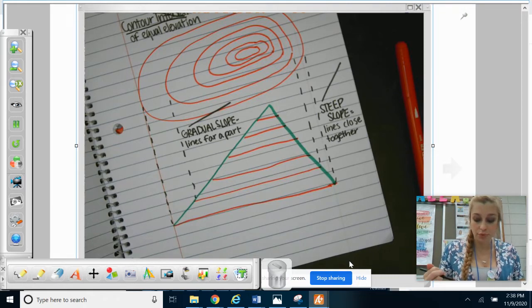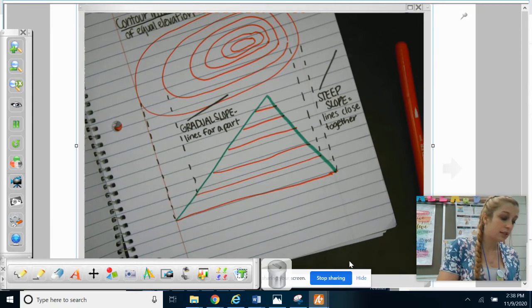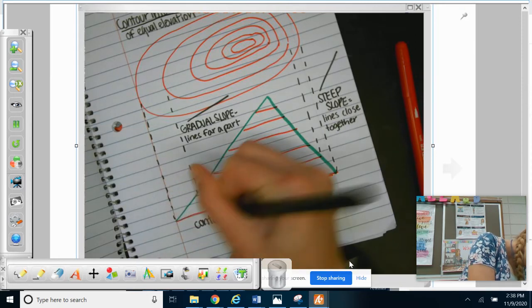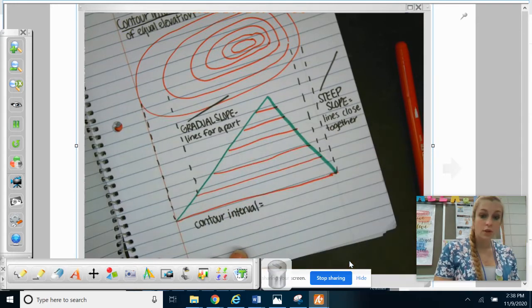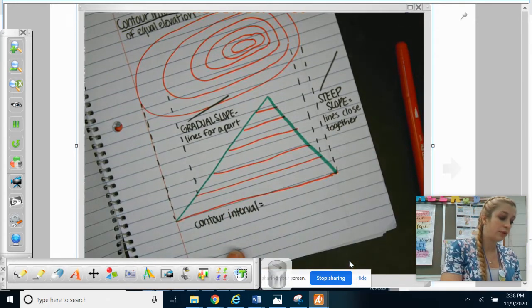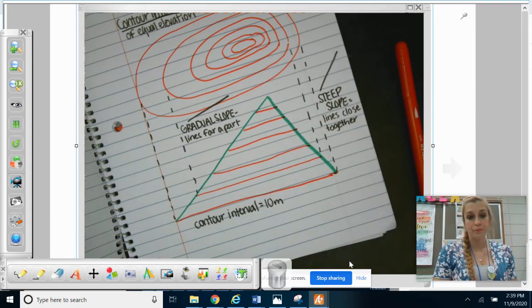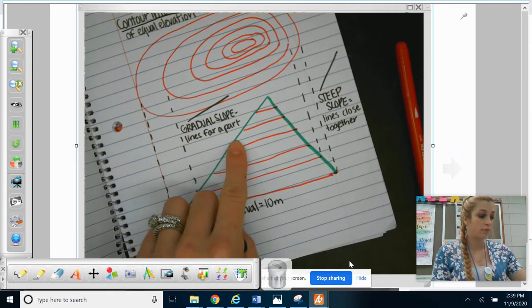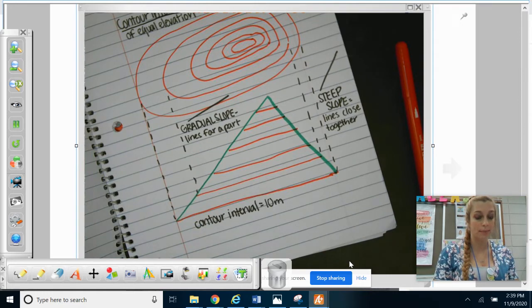All right, so next important thing is on your maps, they are going to give you something called a contour interval. So on this one for a contour interval, we are going to say it is 10 meters. What does that mean? That means every line that I go up is increasing 10 meters.